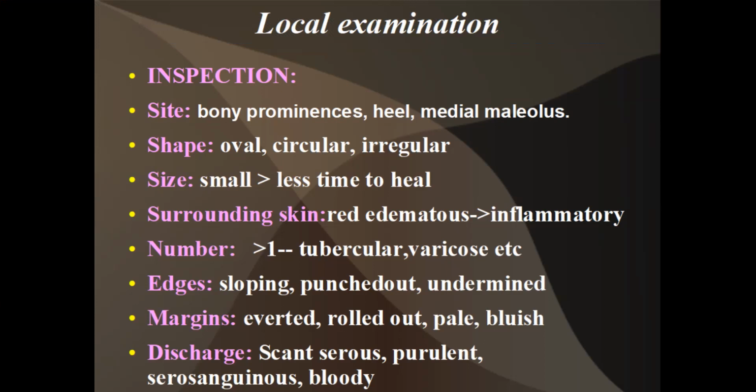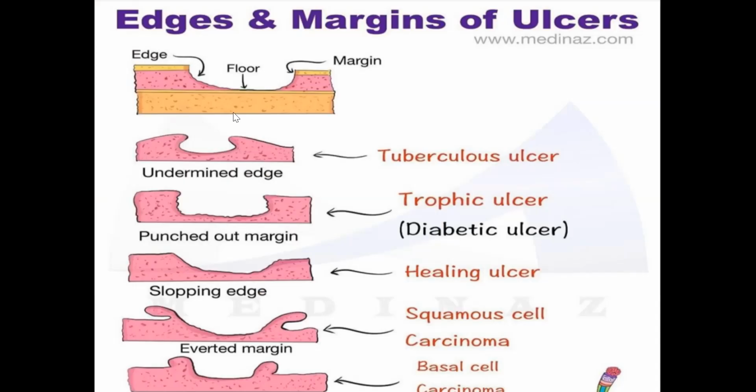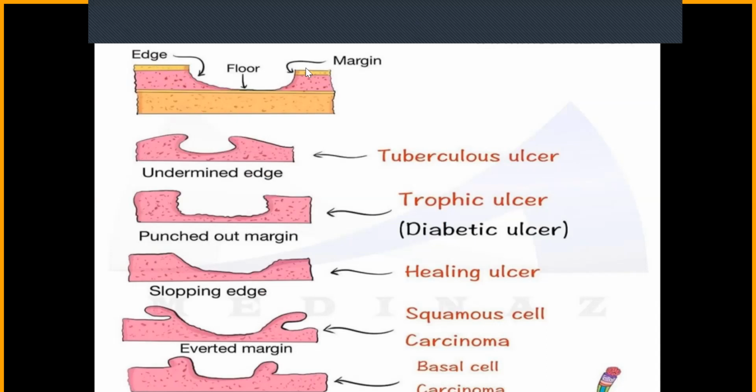Discharge: mostly scanty serous discharge is in healing ulcers, purulent in pyogenic bacteria infected ulcers, serosanguineous in tuberculosis, and more bloody discharge comes from malignant ulcers because these are highly vascular, so they bleed even on touching. These are the edges. This is the edge, this is the margin and this is the floor. The area which connects the margin to the floor is known as the edge.